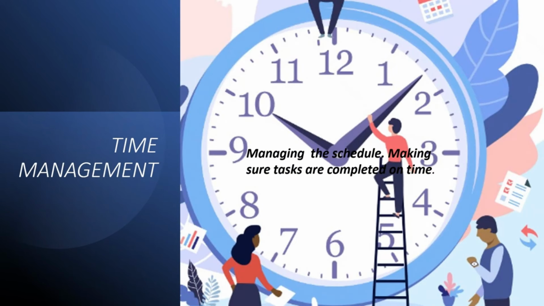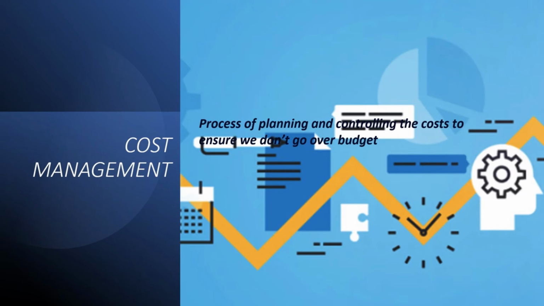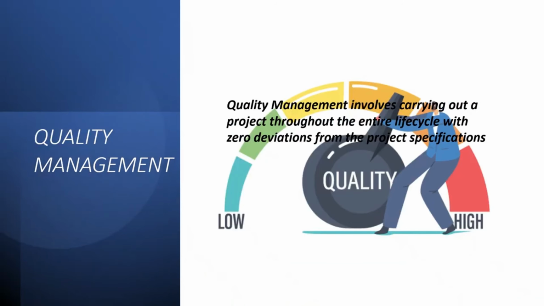Time management. Time management involves managing the schedule, making sure tasks are completed on time, thus ensuring that we are meeting client expectation. Cost management. Cost management involves the process of planning and controlling costs to ensure we don't go over budget. Quality management. Quality management involves carrying out a project throughout the entire life cycle with zero deviations from the project specification.